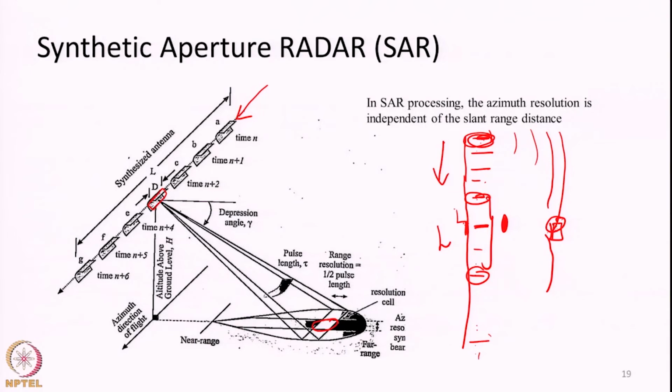Say if an object is here, let us say, this object cannot be seen from this particular antenna location. Maybe it will appear in the image from this location to this location. So, the antenna length for which this particular object is seen will naturally be lesser than the distance for which an object in far range is seen. As the object moves away and away in the range direction, the total length for which the object can be seen by the radar system will be longer.